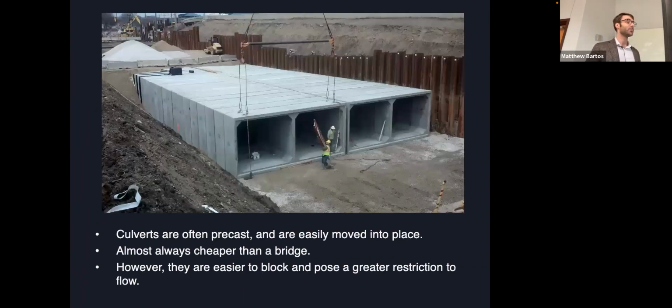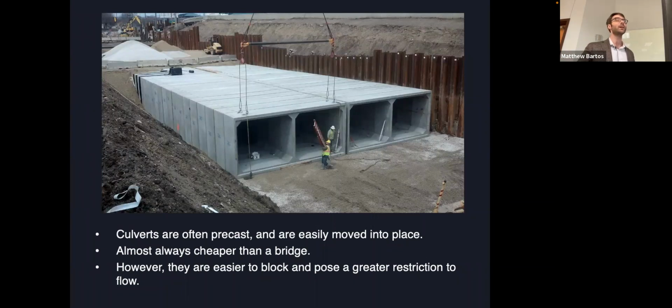An important thing to note about culverts is they're often precast and moved into place. So often box culverts are made from these precast concrete sections. And then during a construction project, they're moved into place via a crane. And for this reason, they're almost always cheaper than a bridge. However, hydraulically, they're generally easier to block and pose a greater restriction to the flow going through.